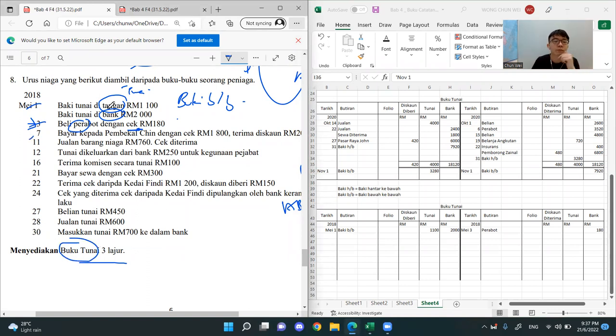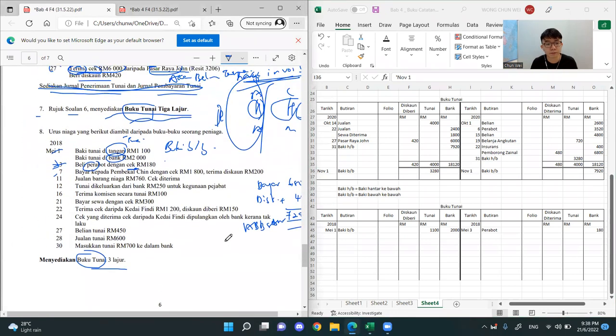Now, question 7, bayar kepada pembekal Chin dengan cek 1,800 ringgit, terima discount 200 ringgit. Okay, so it's the same thing. You bayar kepada pembekal Chin. So when you see a name, pembekal Chin, so we know that this is an account belum. And in the front, is it you bayar atau terima? You bayar. So this is a account belum bayar, pembekal Chin. Okay, so when kita bayar, then we have to credit our buku tunai.